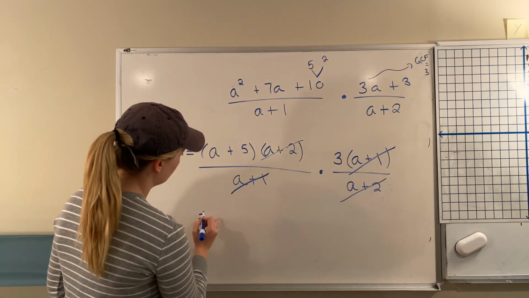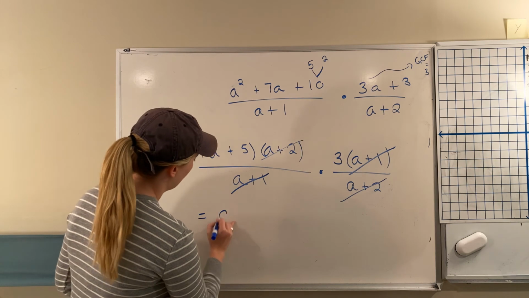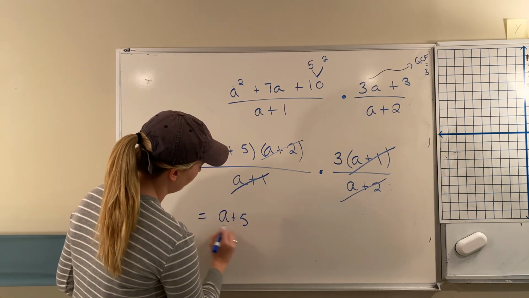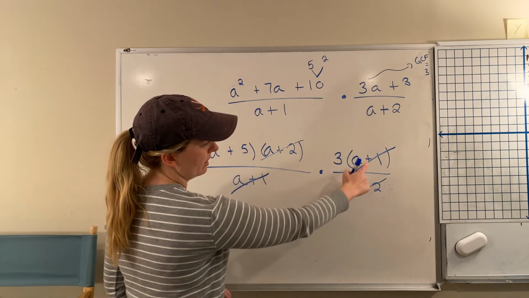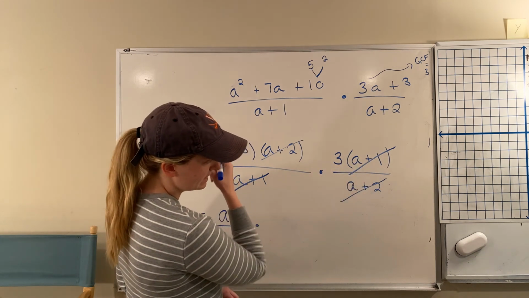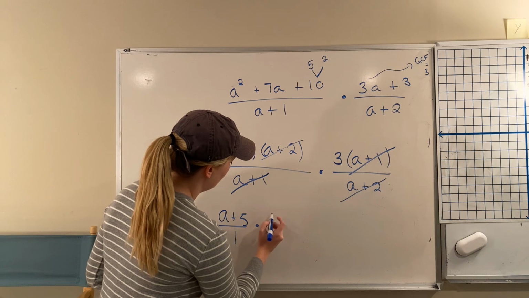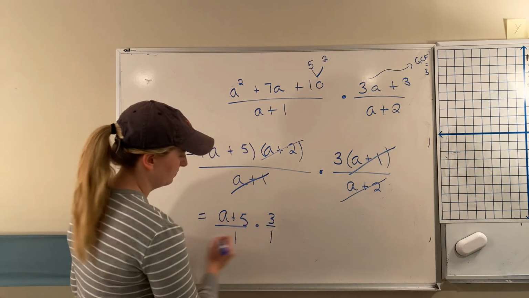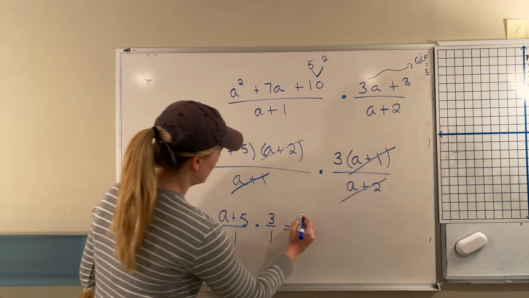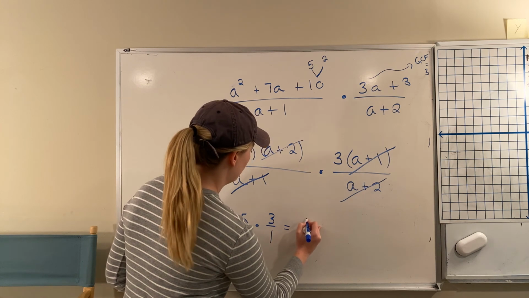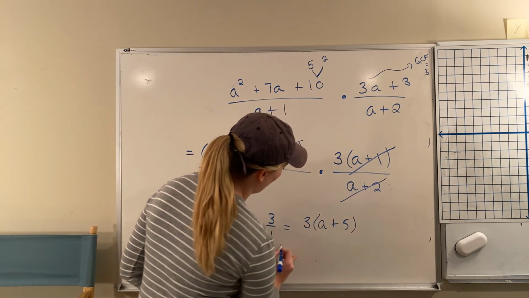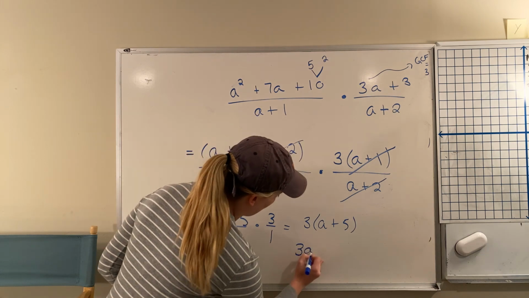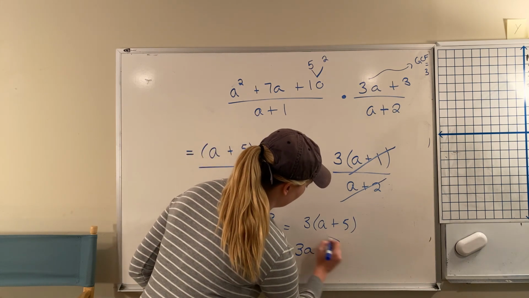So if we continue to multiply that out, we have a plus 5 really over 1 times this 3 is still here. Our sets connected to a have been canceled out, but that 3 is still there, times 3 over 1. So now we just get the expression of 3 times a plus 5, or you could write it as 3a plus 15.